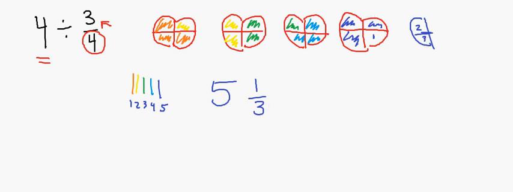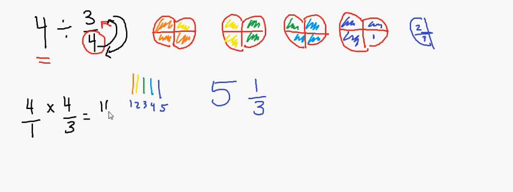Now I can check to see if my answer is correct by multiplying by the reciprocal. I've got 4, which is the same as 4/1, times the reciprocal of 3/4, which is 4/3, because the denominator becomes the numerator and the numerator becomes the denominator when finding a reciprocal. Now I can just multiply it out: 4 times 4 gives me 16, and 1 times 3 gives me 3.